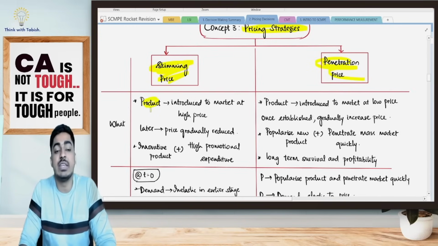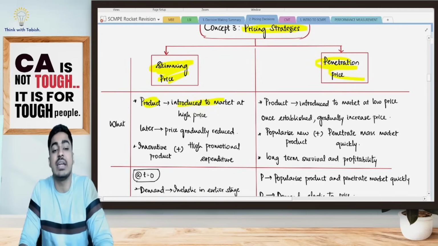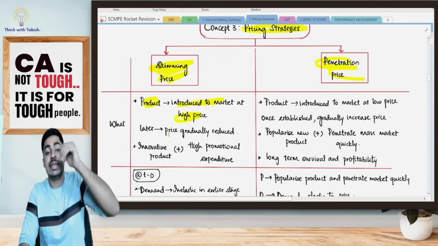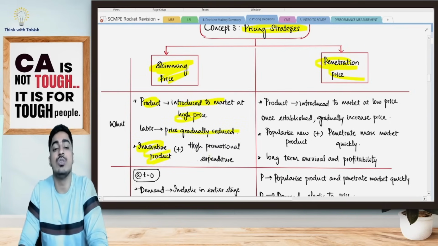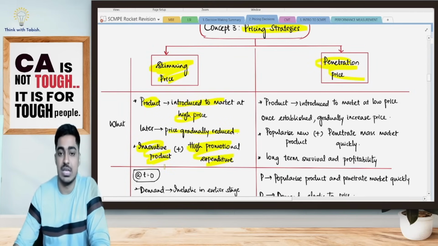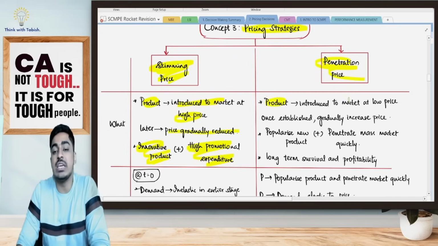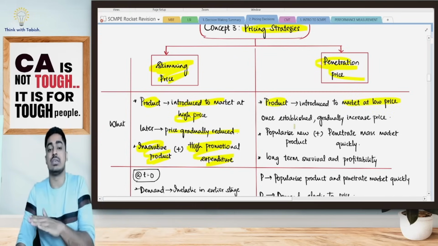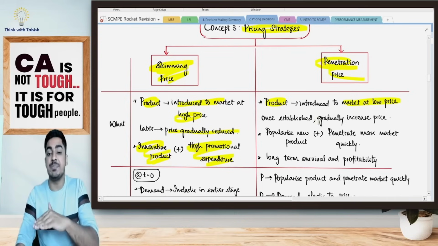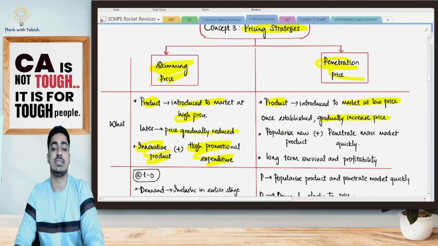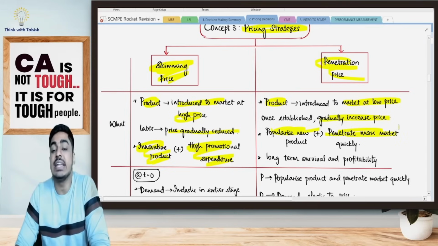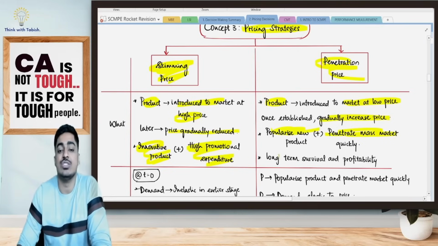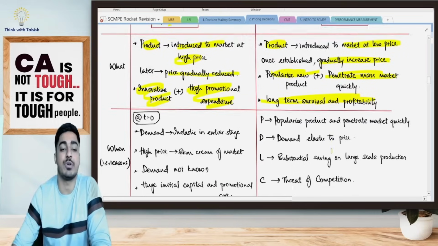Now, skimming pricing. It is a method wherein the product is introduced to the market at a high price. Later, gradually the price is reduced. It is used for innovative products where huge promotional expenditure is incurred. What is penetration? Wherein the product is launched to the market at a low price. Once the product is established and accepted, gradually the price is increased. It is used to quickly popularize a new product, Jio, and to penetrate the mass market quickly. It is used for long-term survival as well as profitability.